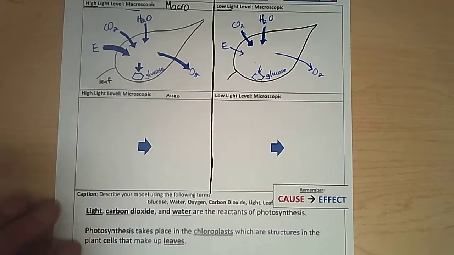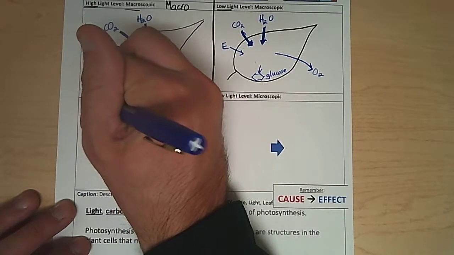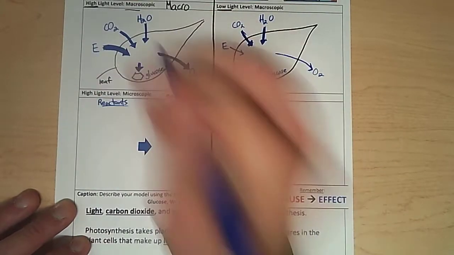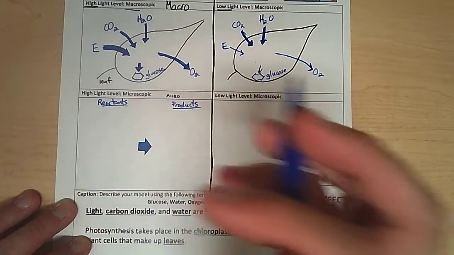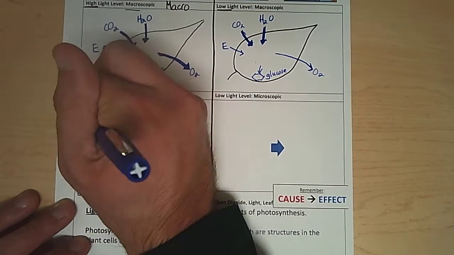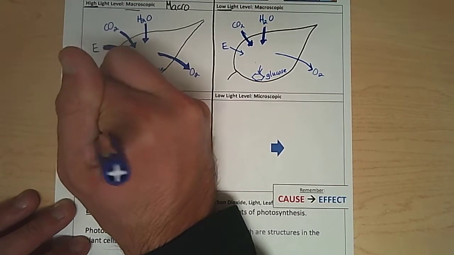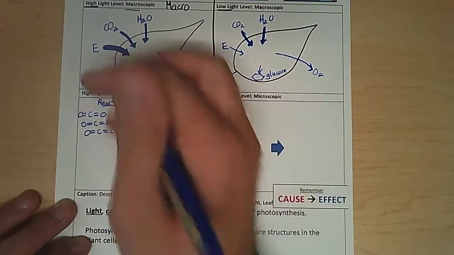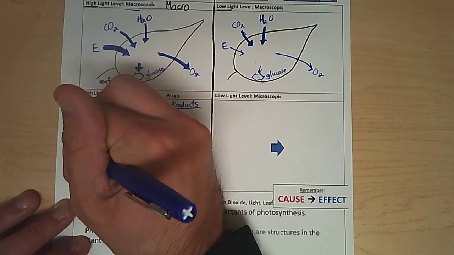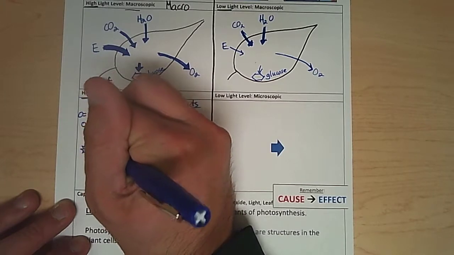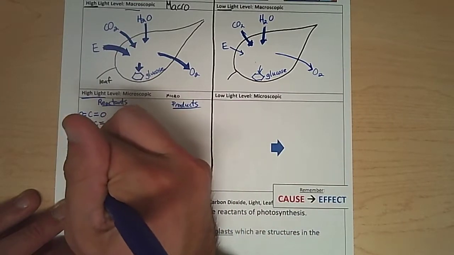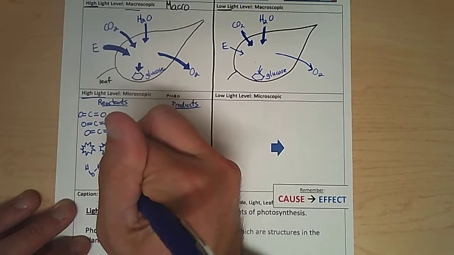So if I zoom in right here, notice here's an arrow. On the left side is going to be my reactants. On the right side is going to be my products. So let's first start with the reactants. We have energy, CO2, and H2O. So I'm going to draw maybe just 3 CO2 molecules. And we have a lot of light energy in this high light level model, so I'm going to draw maybe 3 suns. And we also need water, so I'm going to draw 3 water molecules as well.